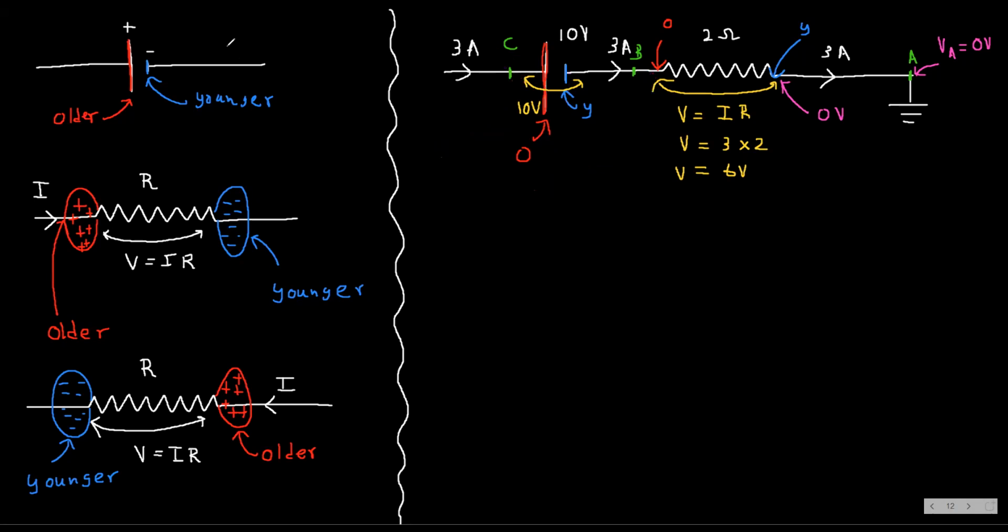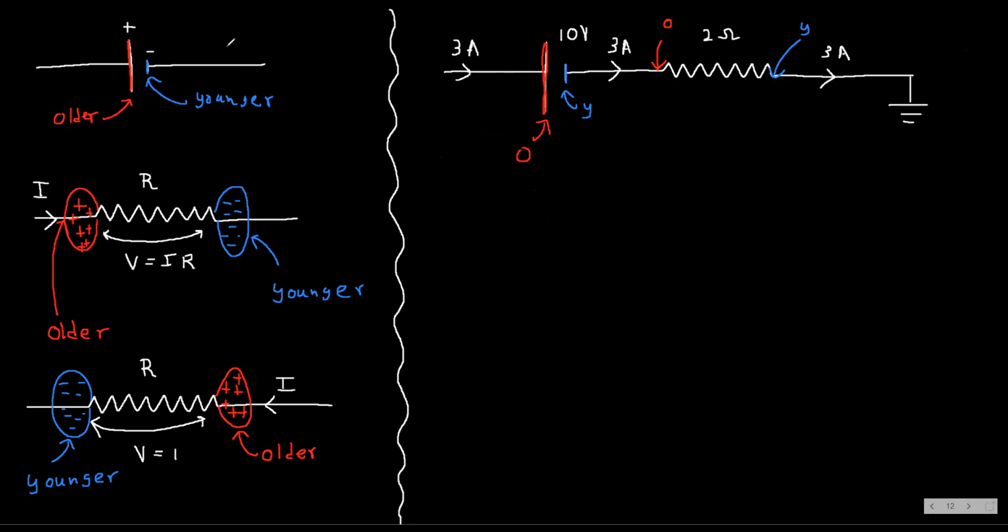I will repeat all the things again. Now, first, I have a circuit like this. First, we have to find out who are the youngest and who are the oldest.